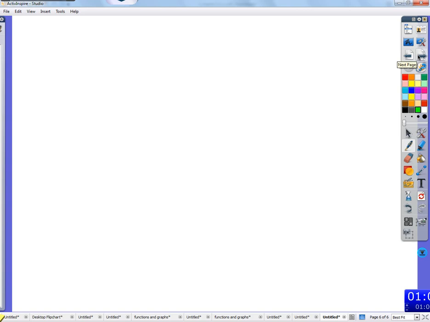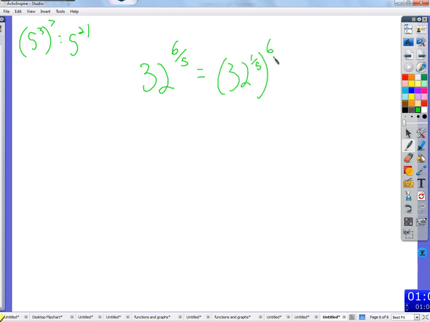Something that might be helpful in general. If we have 32 to the 6/5, we talked about earlier how 5 to the 3rd, to the 7th, is 5 to the 21. Agreed? Multiply those together. Keeping that pattern going, we know that when you raise a power to a power, you multiply the powers together. So 32 to the 6/5 must be the same as 32 to the 1/5 to the 6th, because when you multiply 6 over 1 times 1 over 5, you get 6/5. And then 32 to the 1/5 is 2, and 2 to the 6th is 64.